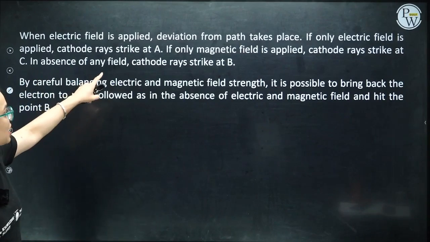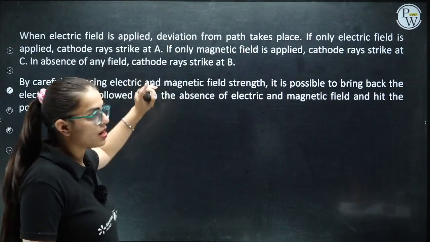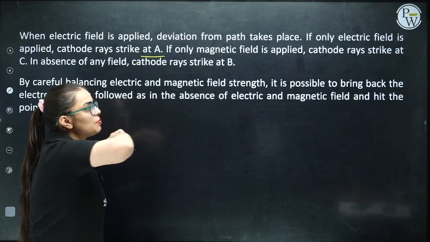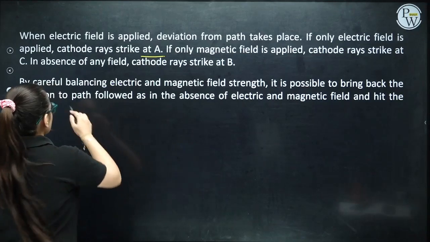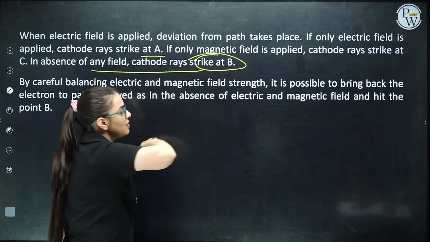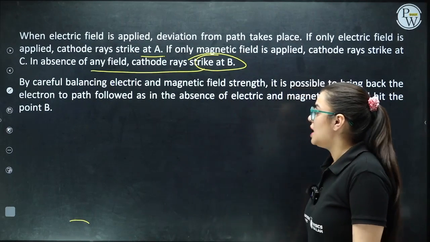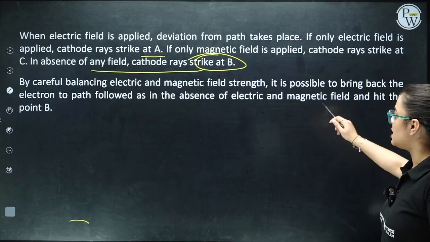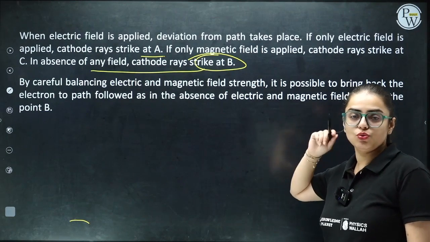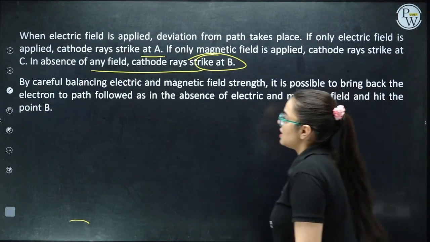Now this is what is written. When electric field is applied, deviation from the path takes place. If only electric field is applied, cathode rays strike at A. Very simple. Right? If only magnetic field is applied, cathode rays strike at what? C. And in the absence of any field, cathode rays strike at B. That means the straight one. Clear guys? Clear everyone? Now, by carefully balancing the electric and magnetic field strength, it is possible to bring back the path which the electron followed in the absence of electric and magnetic field, and hit the point B.